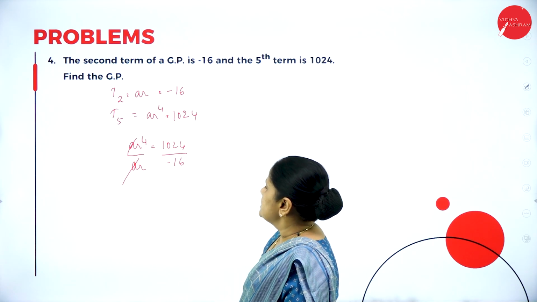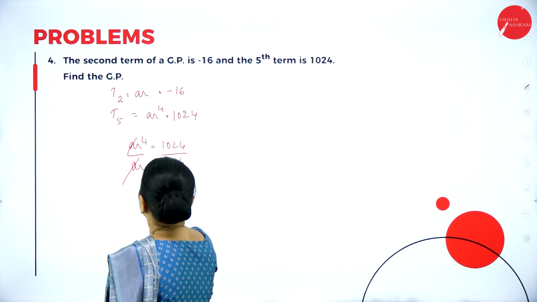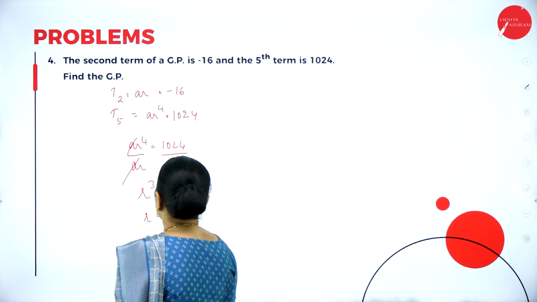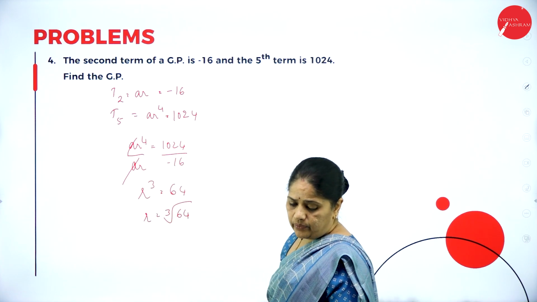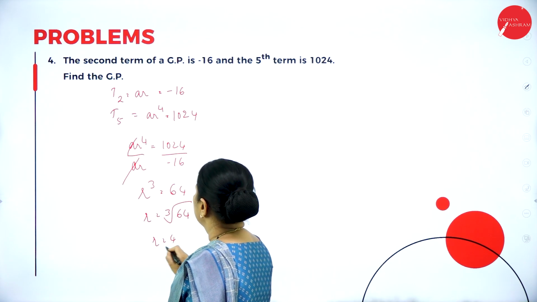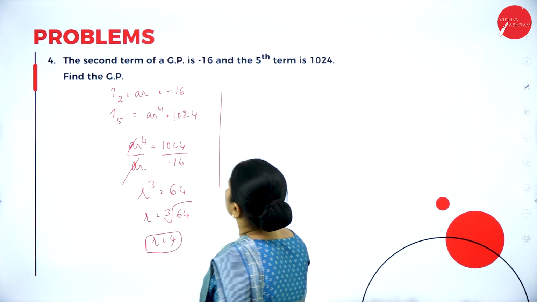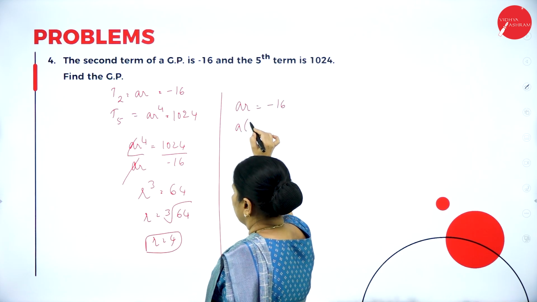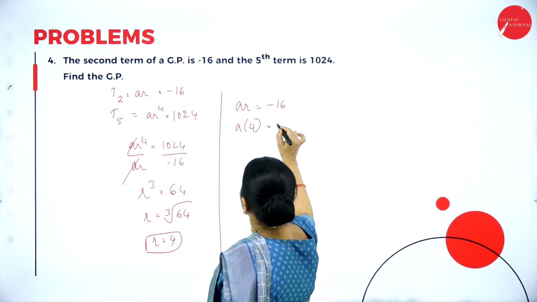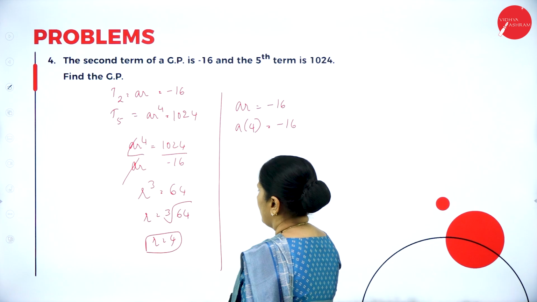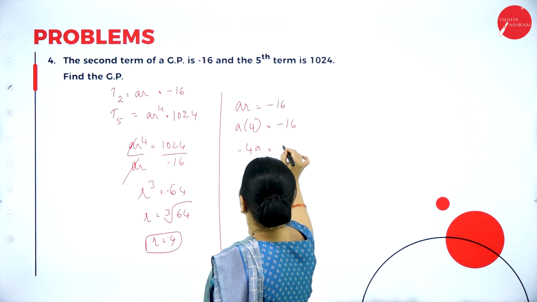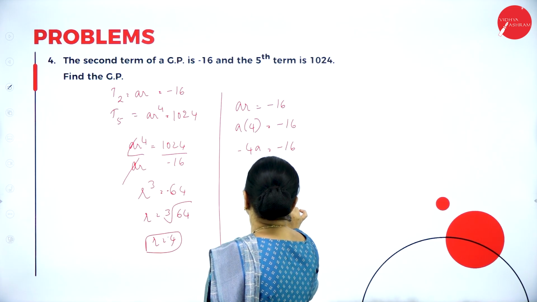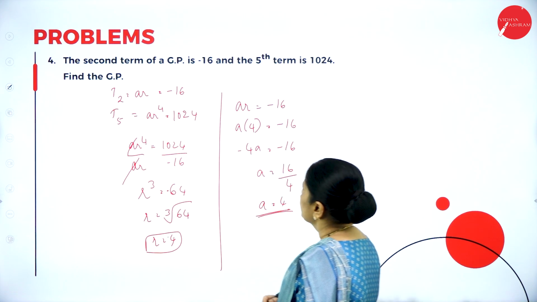So when I divide this, I get R to the power of 3 equals 64, or R will be equal to cube root of 64. So that will be equal to R is equal to 4. Now A into R equals minus 16. A into 4 equals minus 16, or 4A equals minus 16. A will be equal to 16 divided by 4, that is 4. So A is equal to 4.